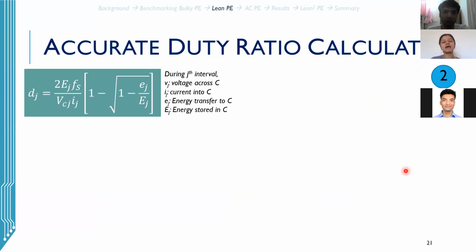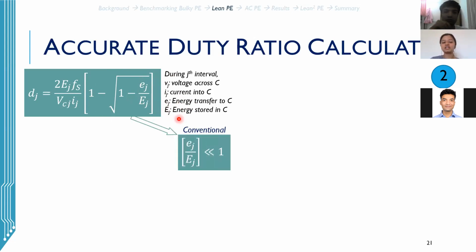The second aspect is the duty ratio calculation. I'm directly looking at the expression, but I would be happy to discuss the derivation later. We use the voltage-second balance in order to arrive at this equation, which at first glance looks quite complex. But if we look closely at this particular ratio, small e divided by capital E, this is essentially the energy transfer to the capacitor divided by the energy stored in the capacitor.